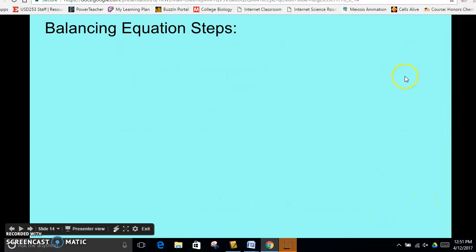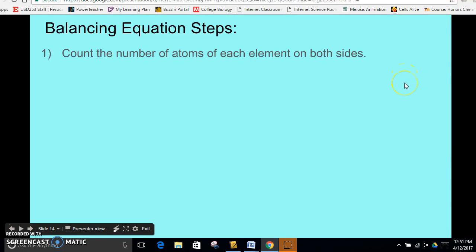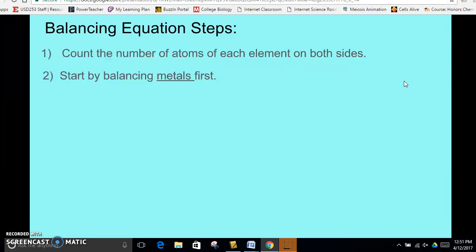So basic balancing steps. The first thing, this is kind of how I always tell everybody to do it. Count the number of atoms on each side. Just make a list, so that way you know what elements you have and how many atoms of that element you have.